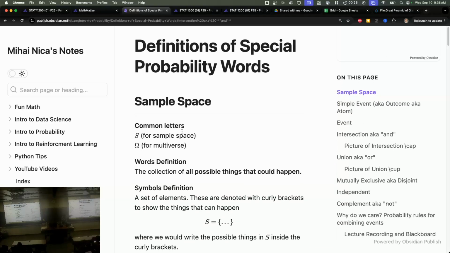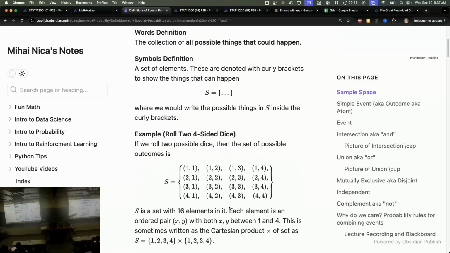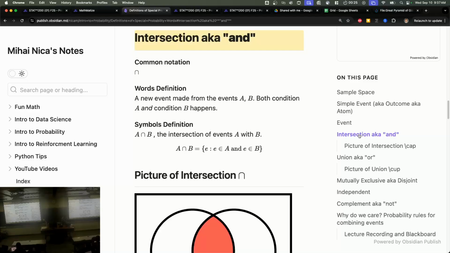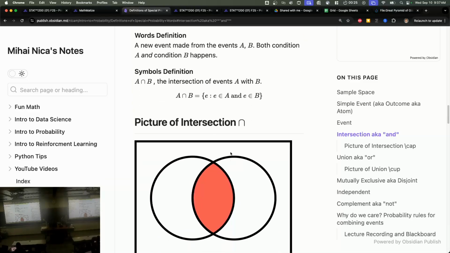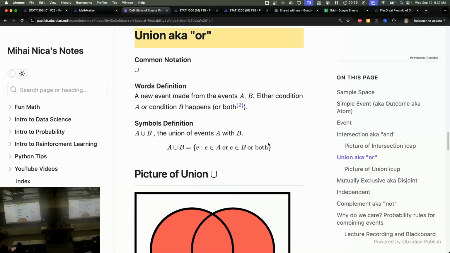And this has a little definition of all the things like we learned about last time, like sample space, the letter S. And here's the example with the dice. These are two four-sided dice, and so on. We are interested in intersection and union. So I'm going to click on intersection here. And this is the intersection symbol. And this, which I got from Wikipedia, is a picture of what an intersection means. It's the set of things that satisfy both conditions. So you satisfy condition 1 and you satisfy condition 2. That is an intersection.